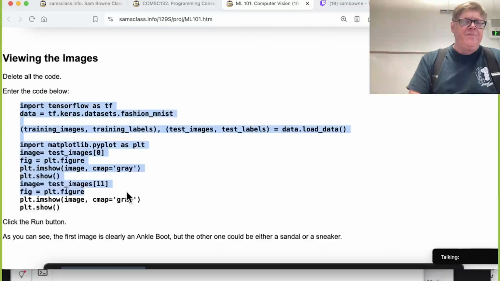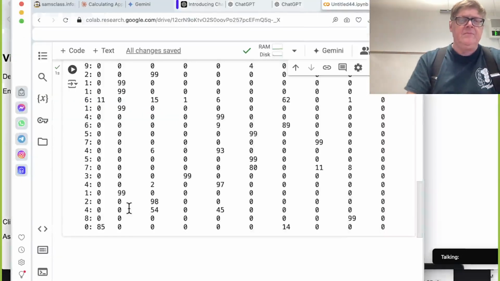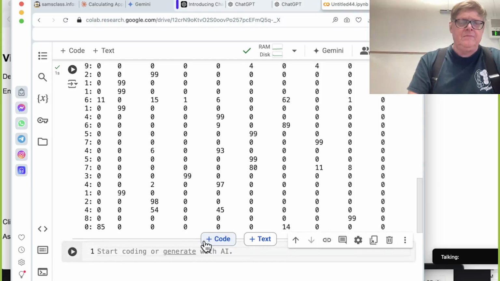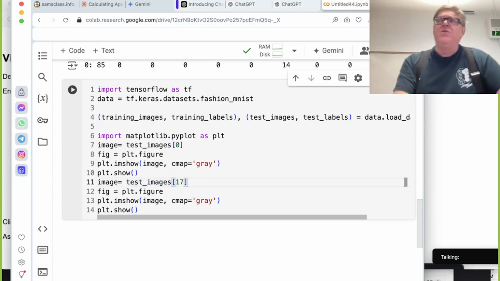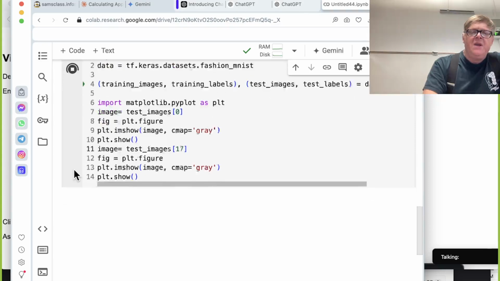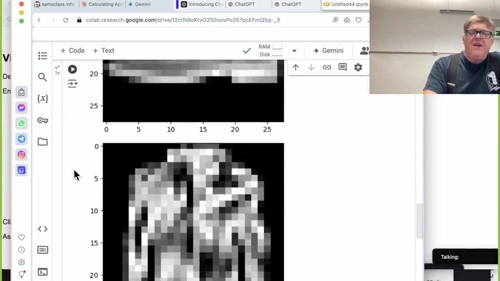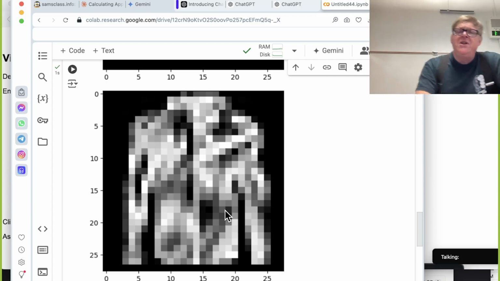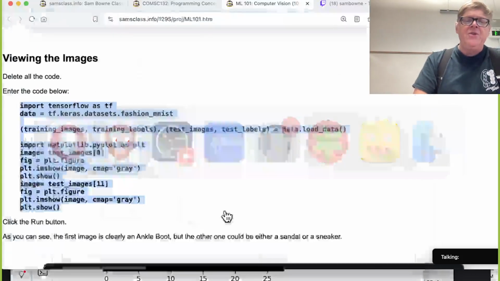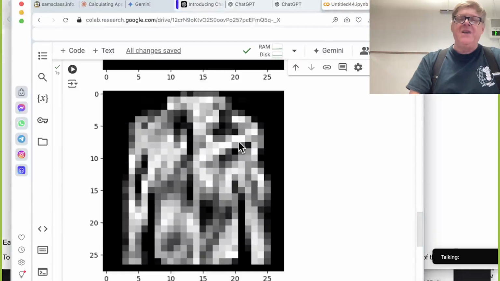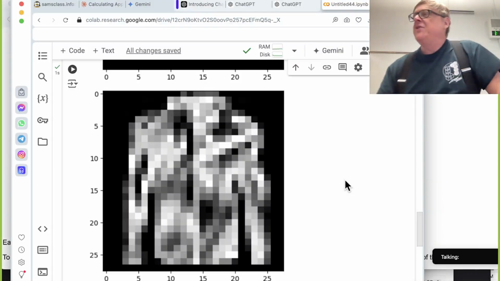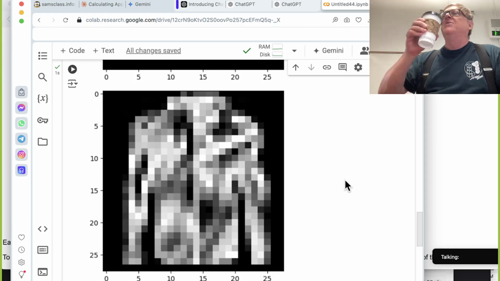So let's view the images. I'm going to do test image 17, because that's one it got wrong. 0 is one it got right, and 17 is one it got wrong. So here's one it was able to correctly classify, and this is the one it could not correctly classify. It couldn't tell if this was a 2 or a 4. And 2 is a pullover, and 4 is a coat. So it couldn't tell if that was a pullover or a coat, and I don't think I could either. I'm not sure I know what the difference is between a pullover and a coat. I'm ignorant in the ways of fashion.